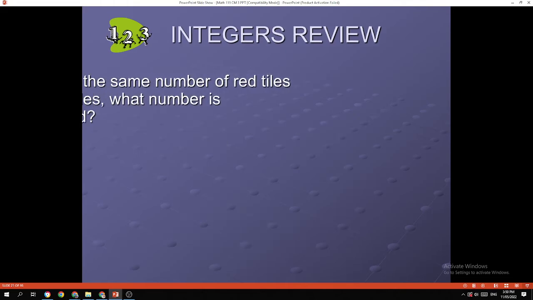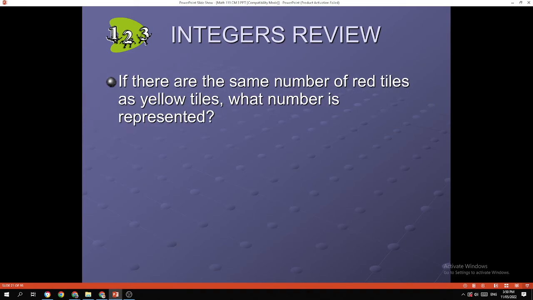Okay. What about this one? If there are the same number of red tiles and yellow tiles, what number is represented? 0. 0. So, if you have the same number of red and yellow tiles, I'll agree with all of you. It is 0. It represents 0.